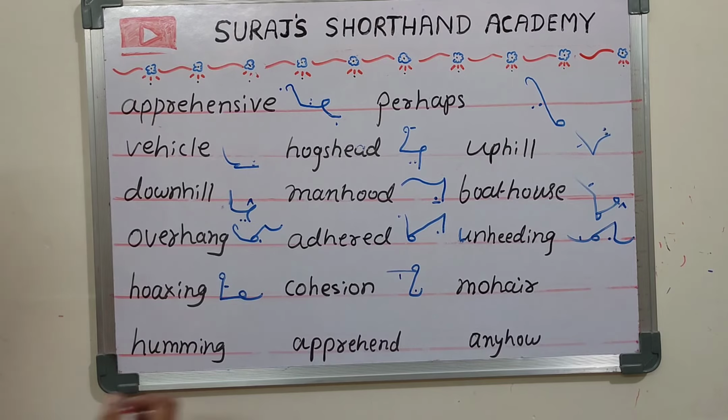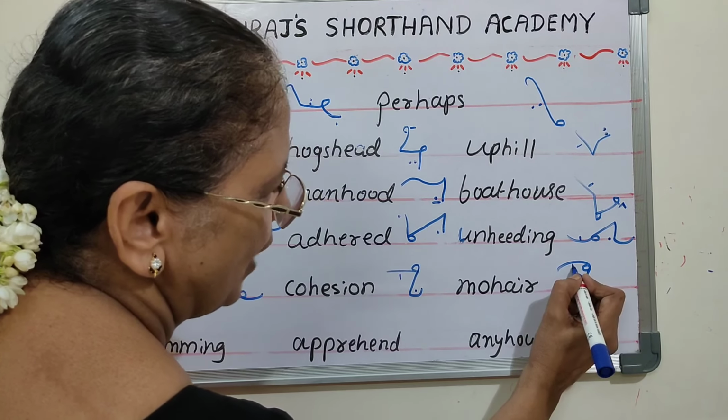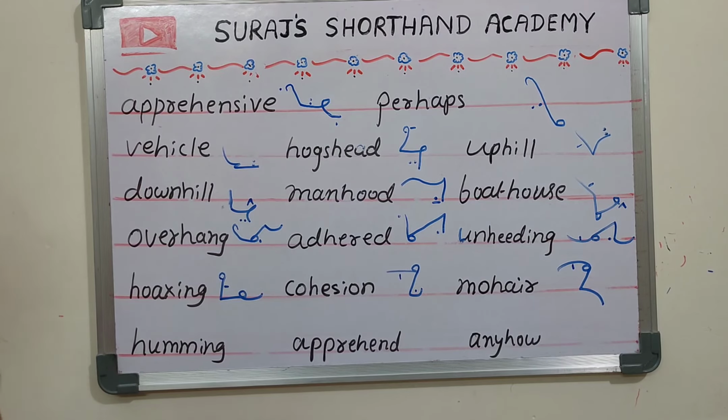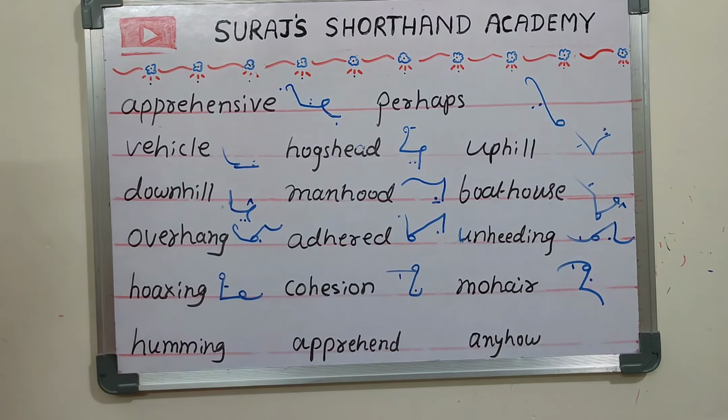More hair. You know how to write more? Hair. Fully how to write. Here, the H tick you can't write. More hair. It is clearly mentioned. The H sound is there. More hair.